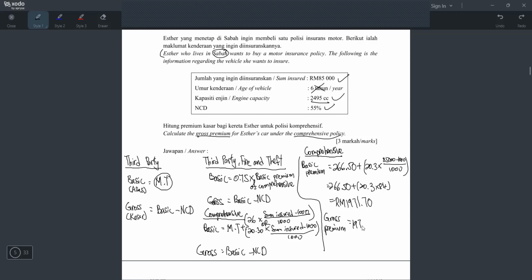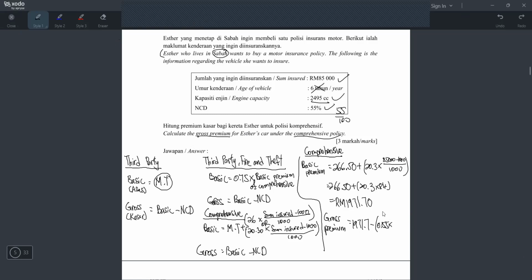So 1971.7 tolak dengan NCD. Okay, NCD dia berapa? 55%. Tapi 55% tu kena darab balik 1971.7. Okay, 55% is actually 55 over 100. So I will always convert to decimal, 0.55 times 1971.7, right? I always recommend students to convert the percentage to decimal. Of course, some of you want to write 55 over 100 can also, okay? But I still think it's very important to pandai convert to decimal, because it's better.